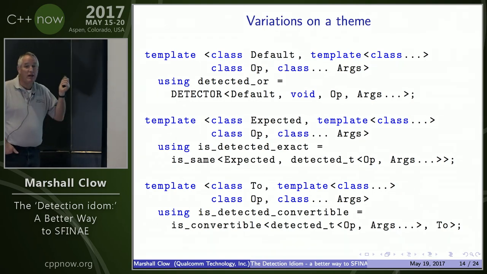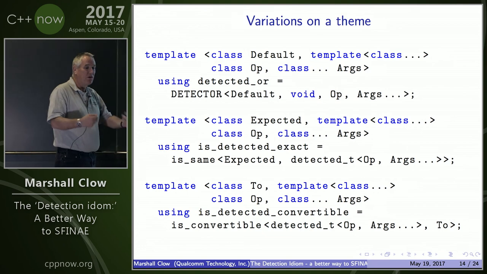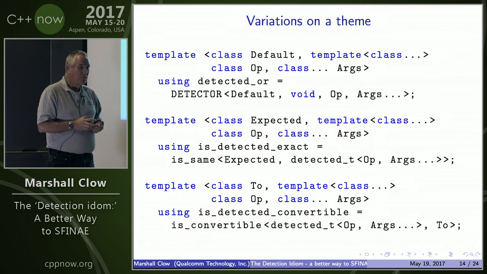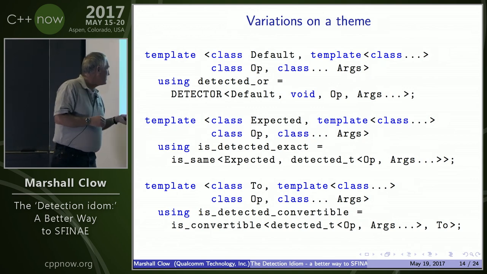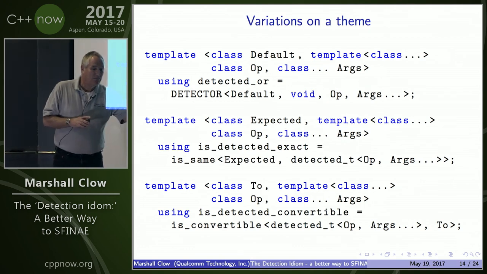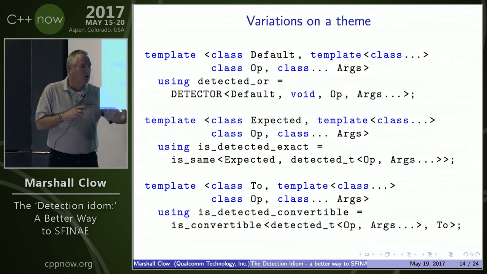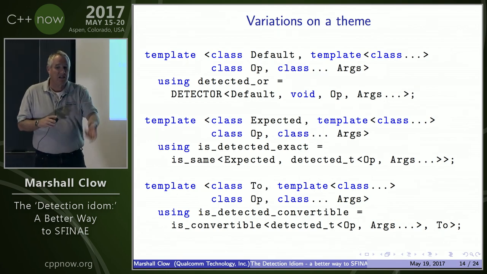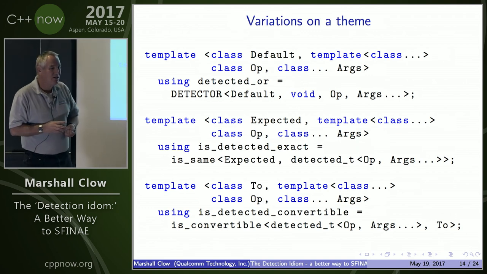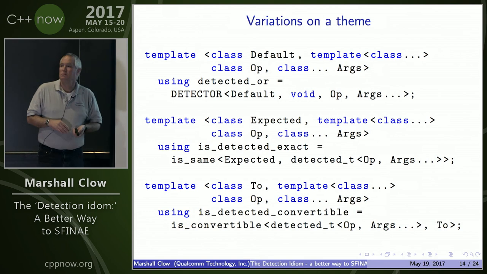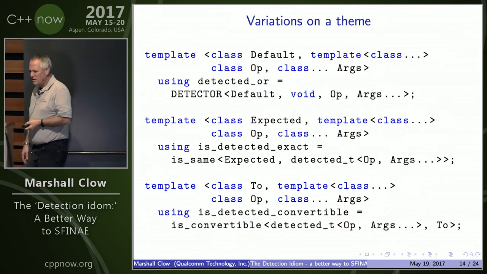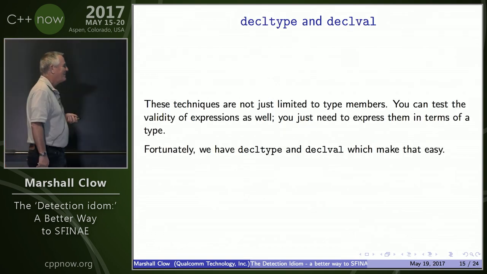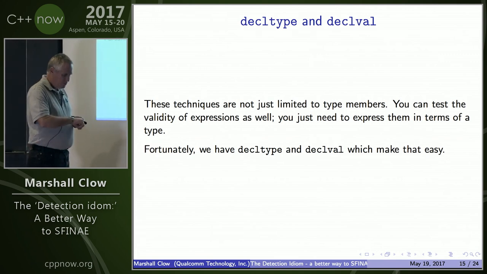is_detected_exact lets you check the result of your type function. Did it, in fact, give you exactly the type you were expecting? And is_detected_convertible, on the other hand, lets you say, the type that I got back, was that actually convertible to some type I'm interested in? So you can check not only was it successful, but it gave you a type that you were happy with. All right, we doing okay here? Should have done this in the morning, because I am racing through these.